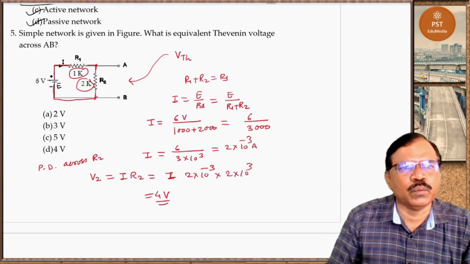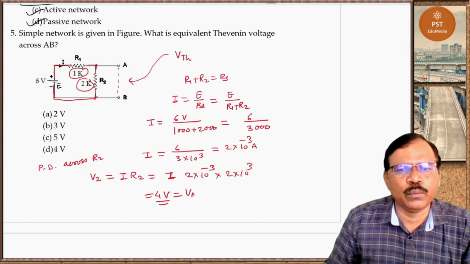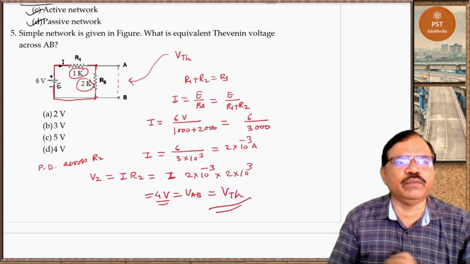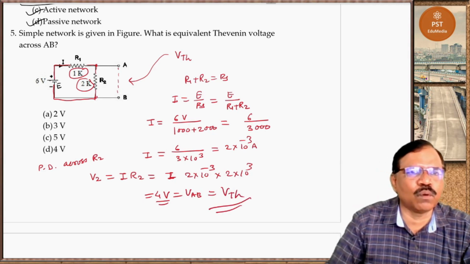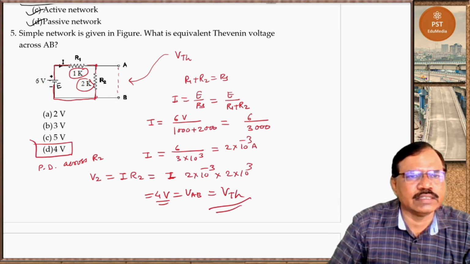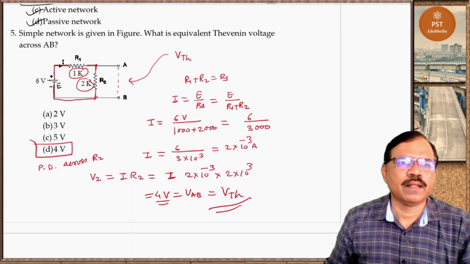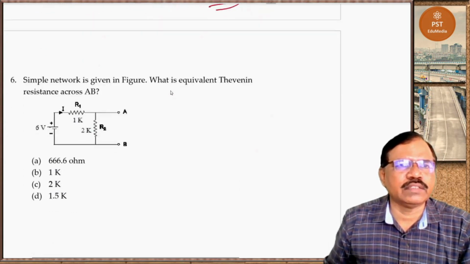So this is V2. This V2 is across terminals A and B. So this is equal to VAB. So this is also Thevenin's equivalent voltage VTH. So it is 4 volt. So here the last one is correct. Now next one.